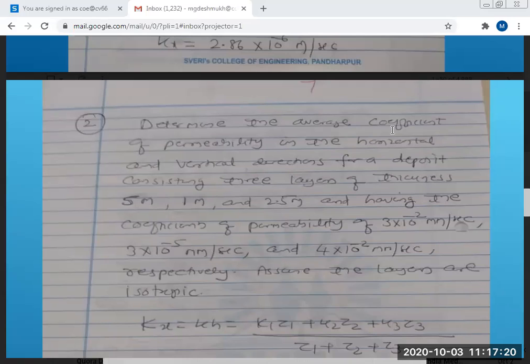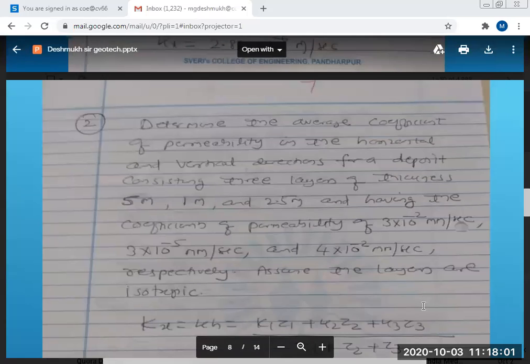and having the coefficient of permeability of 3 into 10 to the power minus 2 mm per second, 3 into 10 to the power minus 5 mm per second, and 4 into 10 to the power minus 2 mm per second. Be careful with the units: the thickness is in meters and this is in mm, so either convert it into mm or convert this into meters, it is up to you. And assume the layers are isotropic. Yes, do it please.